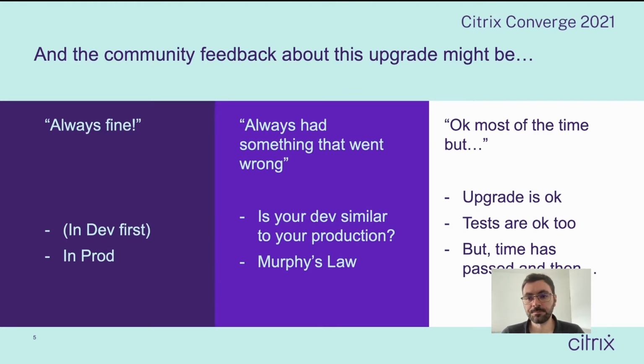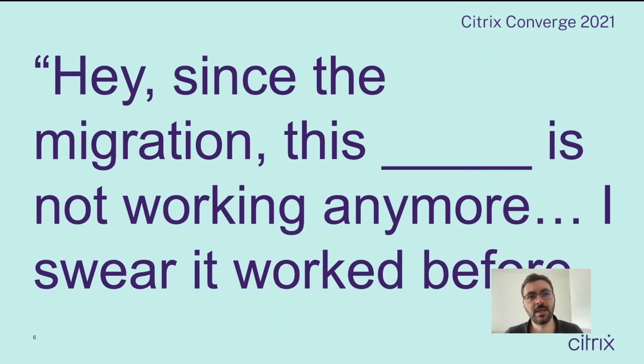Or the last one, it's okay most of the time, but your upgrade is fine, your test as well, and the time has passed. And after a while, someone comes to your desk and says, hey, and I'm sure you already have heard this, since the migration, this QR code reader, for instance, is not working anymore. I swear it worked before. Or it can be even worse. I swear we didn't change anything and suddenly it doesn't work anymore.